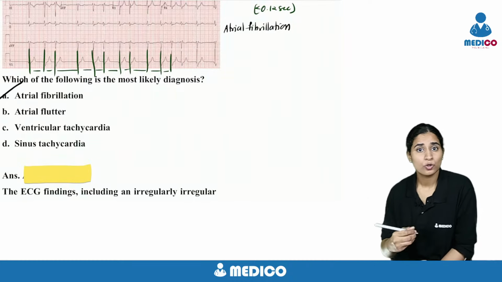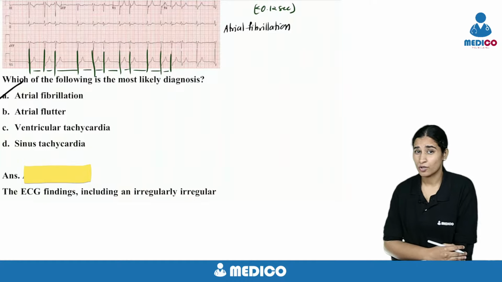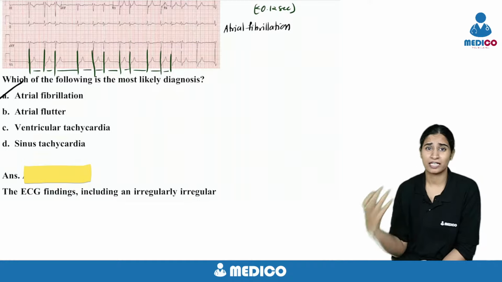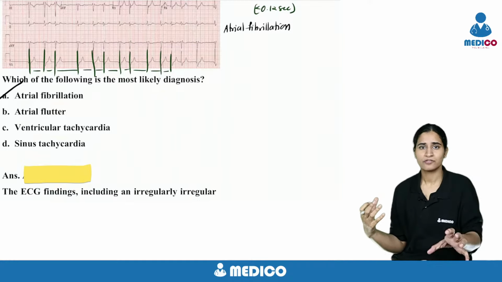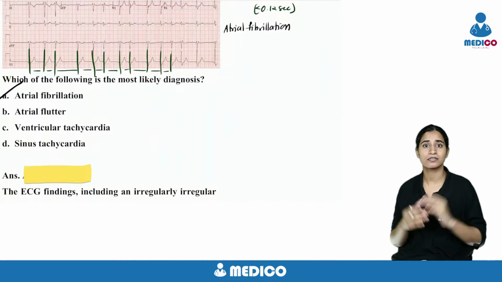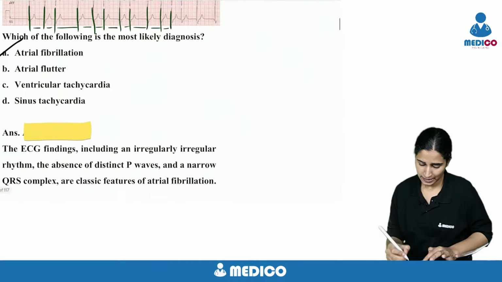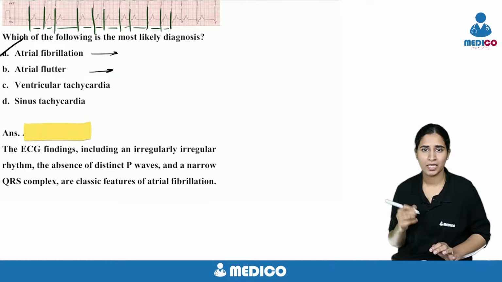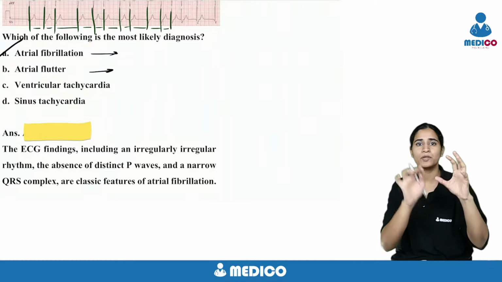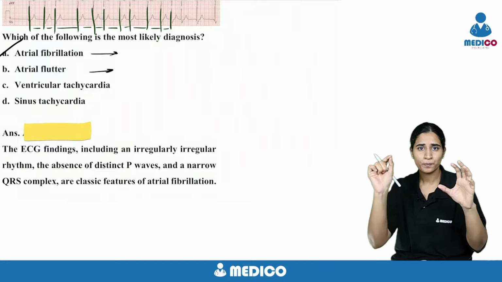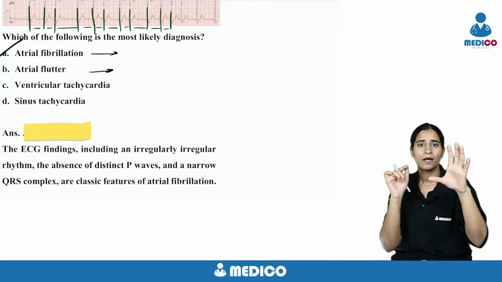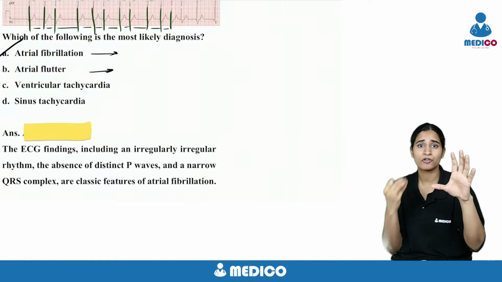So let's rule out other things. Why is it not atrial flutter? I used to be so confused between flutter and fibrillation. To know the difference, just keep the ECG aside and understand the pathophysiology first. In atrial fibrillation, in the left atria, there are multiple ectopics. One ectopic will contract, one sinus node will contract, but the electric charges are coming from multiple ectopics.